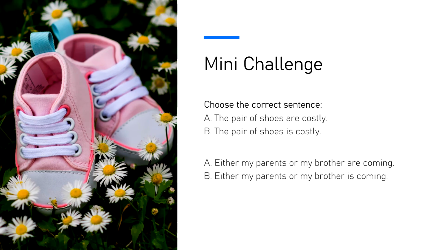Now the next one. Either my parents or my brother are coming versus either my parents or my brother is coming. When we use either or, the verb agrees with the subject that comes closest to it. Here, brother is singular, so we use is. Either my parents or my brother is coming. Always look carefully at the real subject, not just the word nearest to the verb. That little trick helps you score full marks in subject-verb agreement questions.